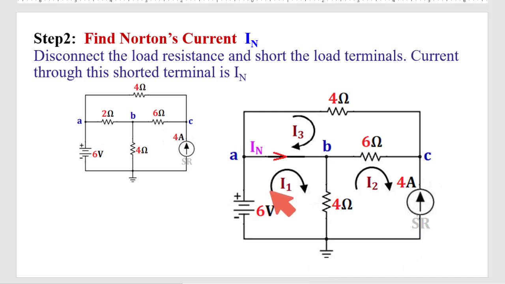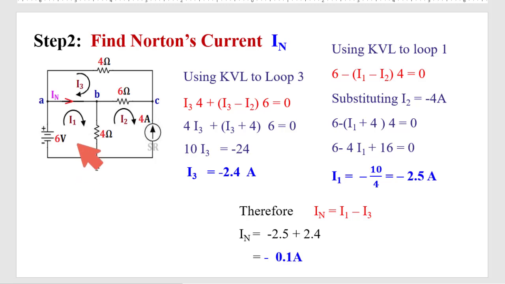Now to find out the Norton current, we are considering 3 loops. This is loop 1, flowing the current I1, loop 2 I2, loop 3 I3. Now we will use the KVL in these 3 loops. What is the value of IN? Here I1 is flowing in this direction and I3 is flowing in this direction. So I1 minus I3 is basically IN. So IN is equal to I1 minus I3.